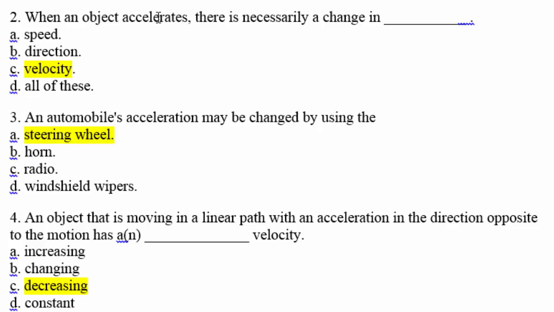And since acceleration is defined as the change in the velocity, it's not only the change in speed or only the change in direction, it's either one, speed or direction. If the object accelerates, then necessarily there is a change in the velocity. Why is the answer not all of these? Because it could be only a change in speed or only a change in direction. And velocity encompasses both of them.